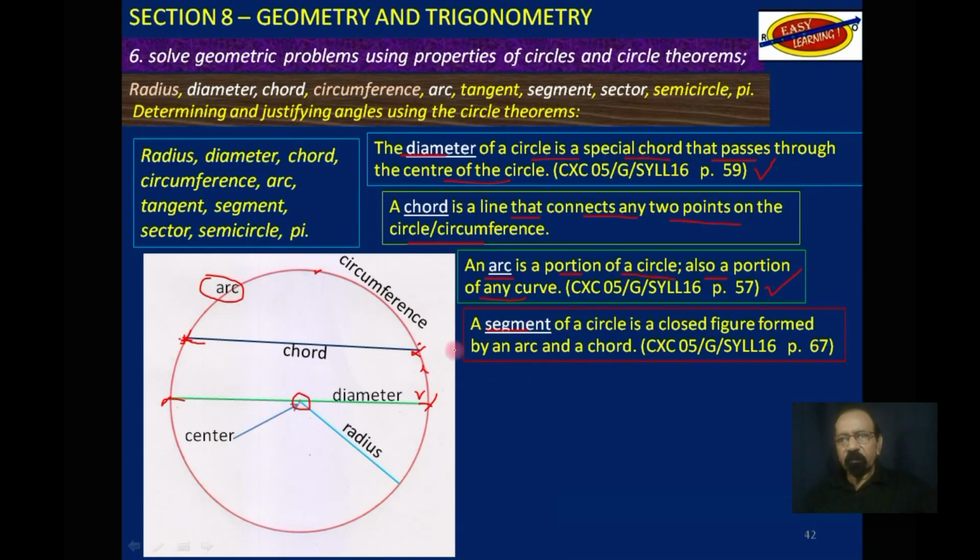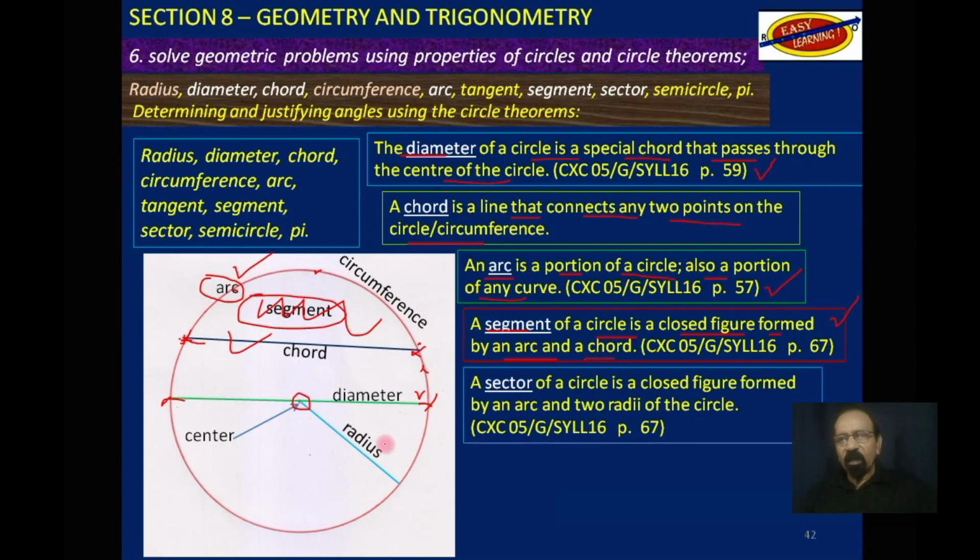What is a segment? A segment of a circle is a closed figure formed by an arc and a chord. That's a definition from the syllabus. So you have an arc here. You have a chord here. This space here is a segment of the circle. Now we are defining the circle as a space within that red line.